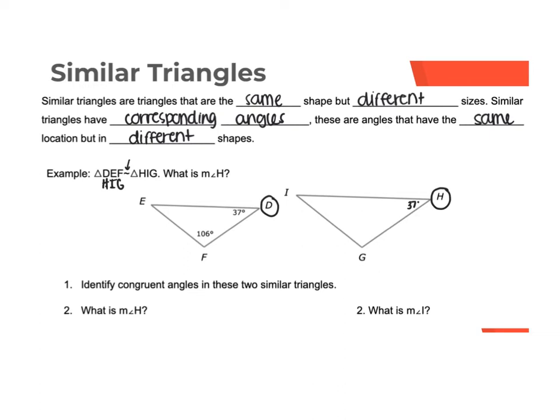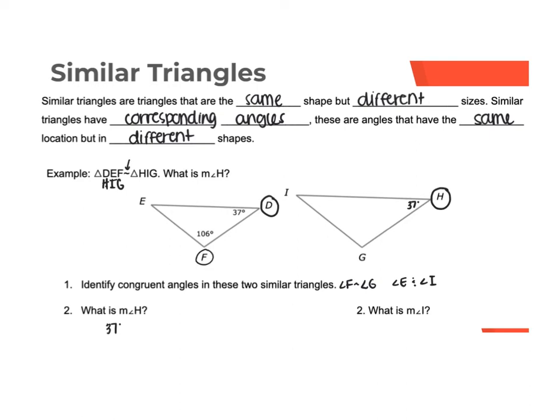Our other congruent angles would be angle F and G, and angle E and I. So what is the measure of angle H? We just figured that out. It's 37 degrees. And what is the measure of angle I? This one's going to require a bit more steps.